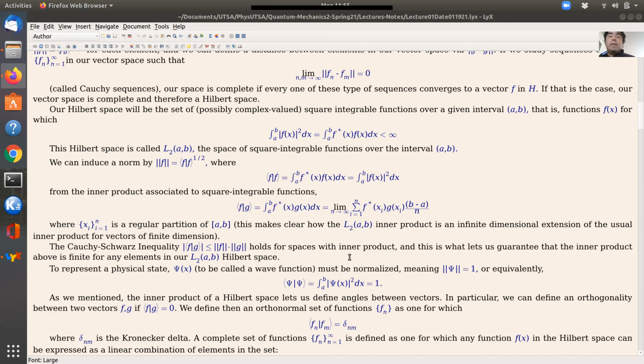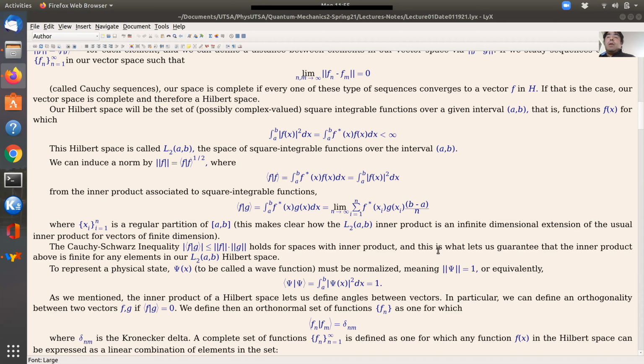Now, in order to represent a physical state, we'll have something called the wave function, which must be normalized. Meaning that the norm of this should be 1, and according to our definition, the norm squared, which is essentially this integral over AB of the modulus squared, should be equal to 1. So this is so far the definition of the inner product and the norm in our Hilbert space of L2 functions over an interval to be defined later, depending on the problem.